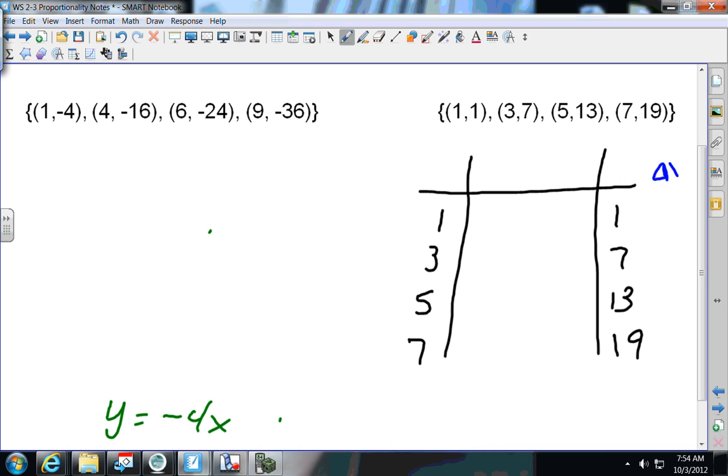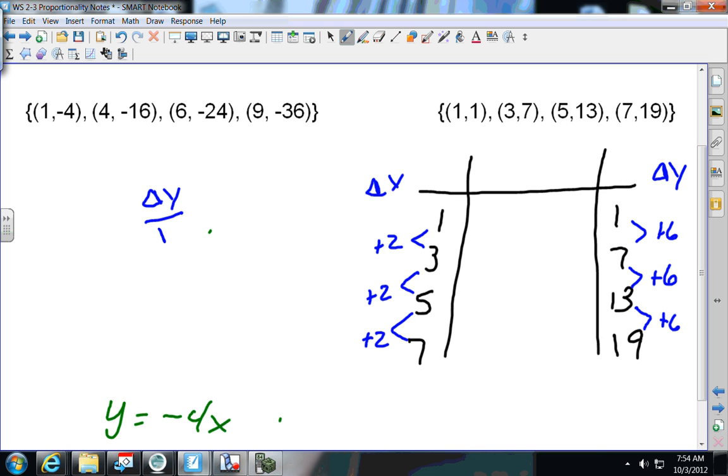You have to figure out if it's linear first. Delta y plus 6, plus 6, plus 6. Delta x plus 2, plus 2, plus 2. Delta y over delta x, 6 over 2 is 3. It is linear because all of these are the same. It will make a straight line.